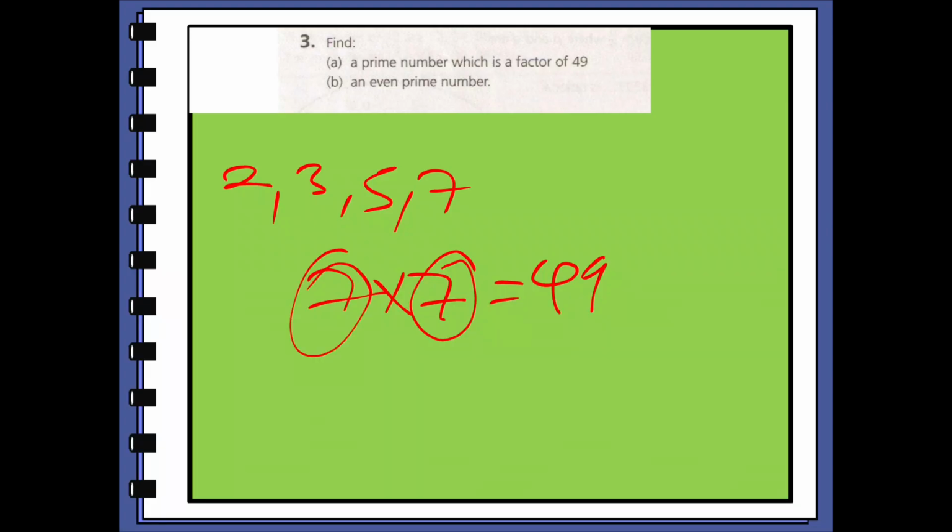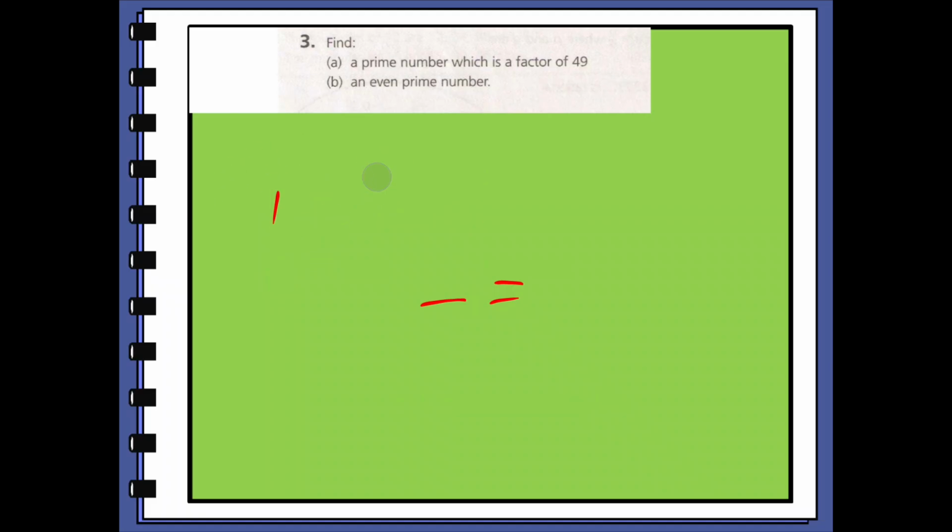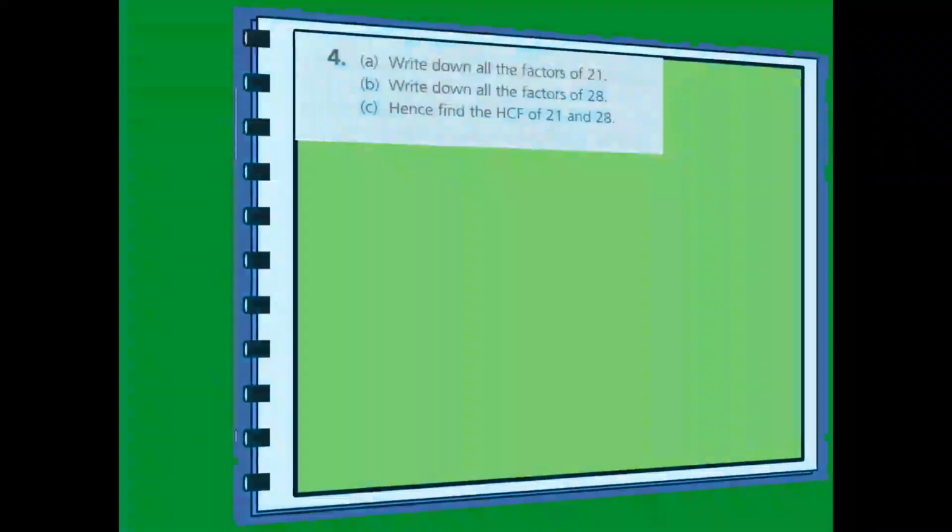These two numbers which you multiply to get 49 are called what? Factors. So 7 is a factor of 49. Then an even prime number. Okay, even means divisible by 2. In this case, if you look at the prime numbers, you can see that 2 is the only even prime number.